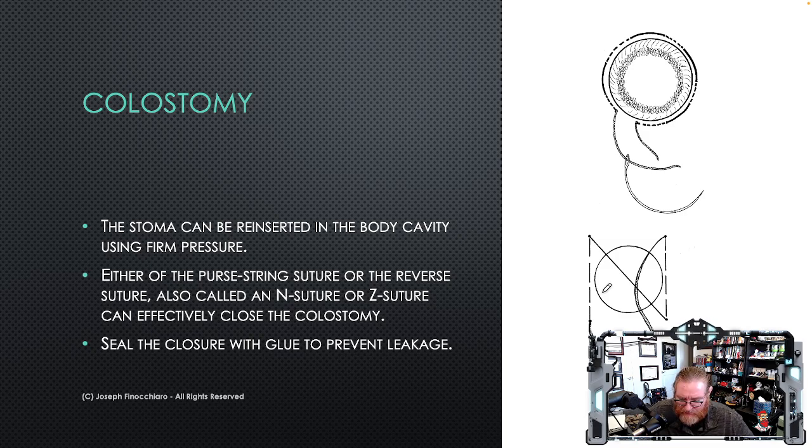The stoma can be reinserted into the body cavity using firm pressure, and either the purse string suture or the reverse suture can effectively close the colostomy. Seal the closure with glue to prevent leakage.